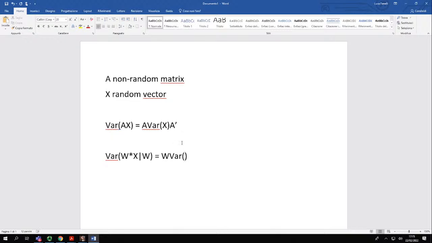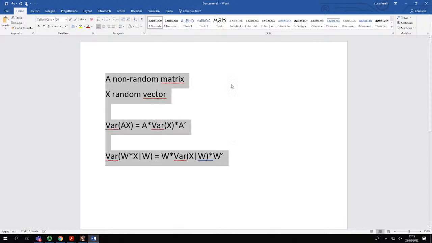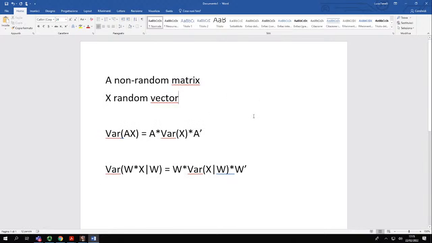X given W, times W prime. Again, I am applying the sandwich rule, but I am in a conditional model. Let me write it like this, so you can better understand.